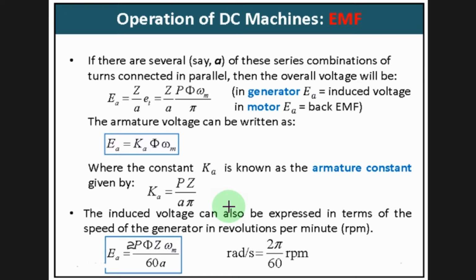Then if there are several coils like that, I mean several parallel paths, the number of paths being A, then for a single path the overall voltage will be divided by A. So you get this equation: EA equals ZP phi omega m over A into pi. In a generator EA equals the induced voltage, in a motor EA equals the back EMF.